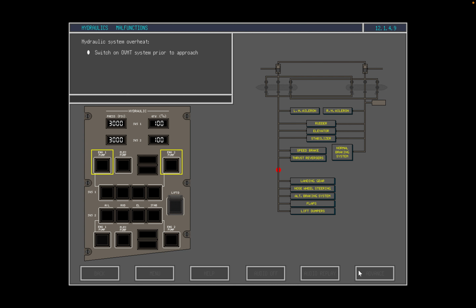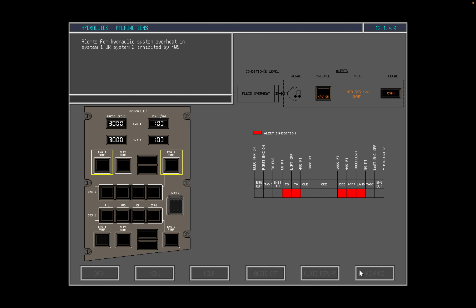Prior to approach, an MFDU displayed message informs the flight crew to select the affected system pumps on. The overheated hydraulic system should be switched on again, allowing full hydraulic actuation of all hydraulic subsystems. Alerts for hydraulic system overheats are inhibited by the flight warning system during certain flight phases.